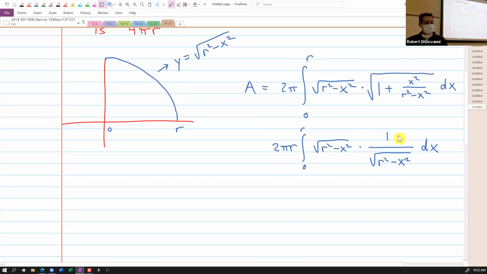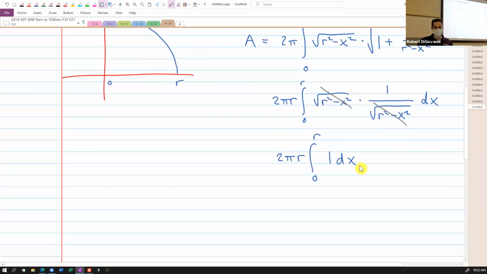And that is super nice, right? Because these just go away. And so all you get is 2 pi r integral 0 to r of 1 dx. The antiderivative of 1 is x. So this is 2 pi rx evaluated from 0 to r. And when you plug r in there, you get 2 pi r squared. And when you plug 0 in there, you get 0. And so your answer is 2 pi r squared.